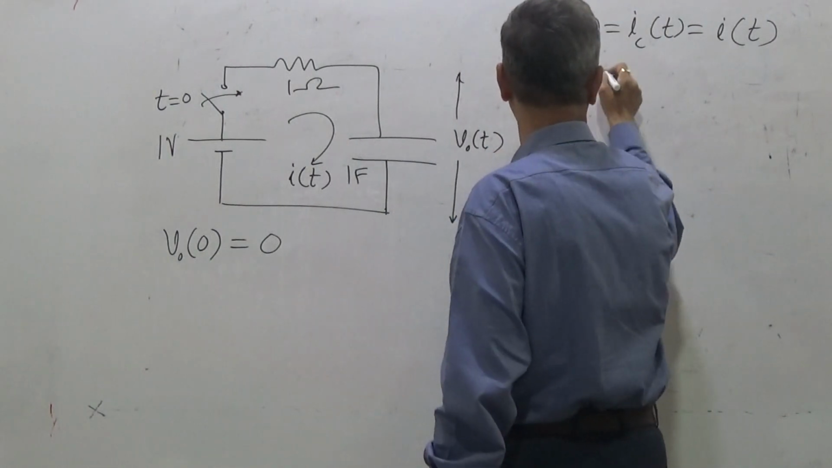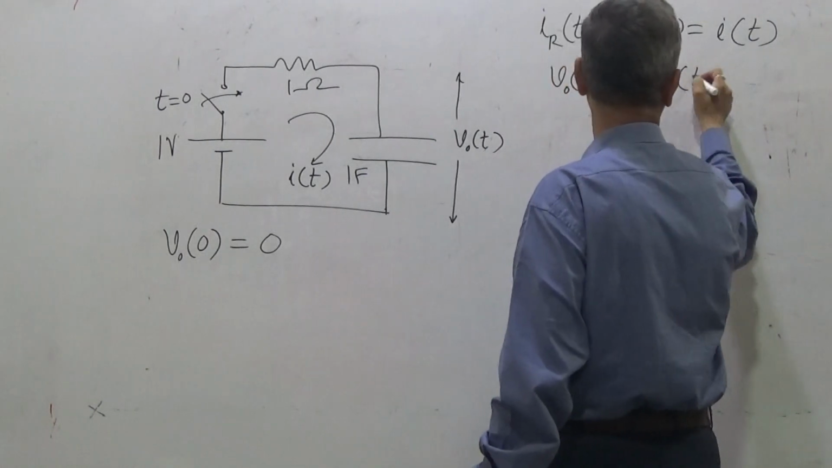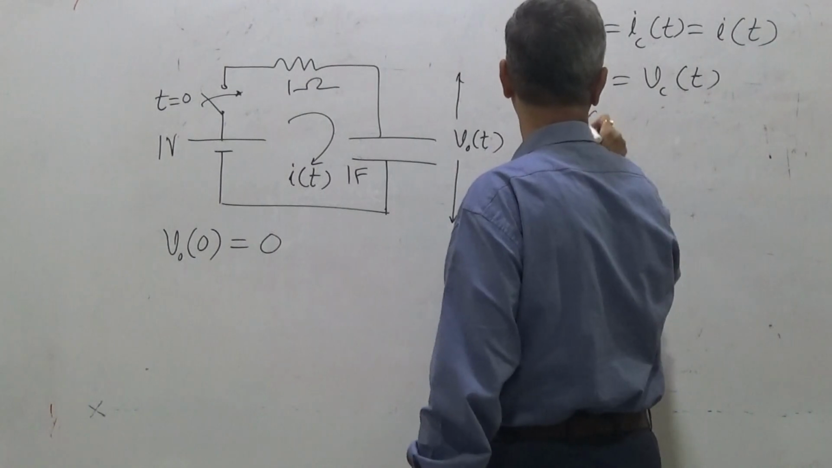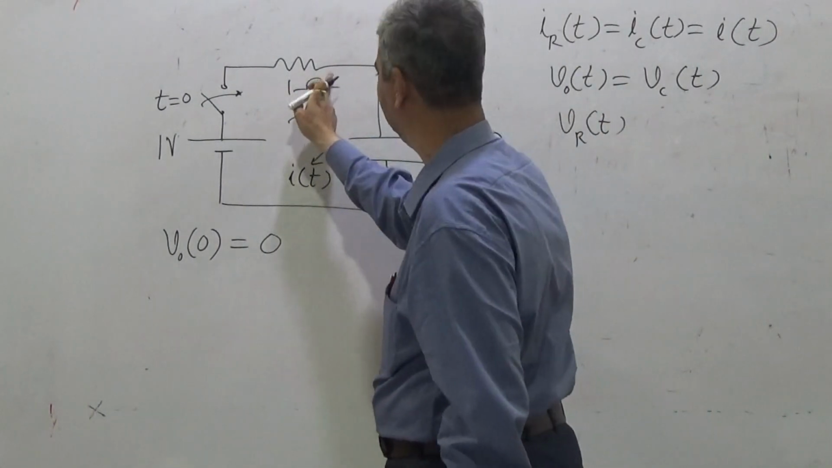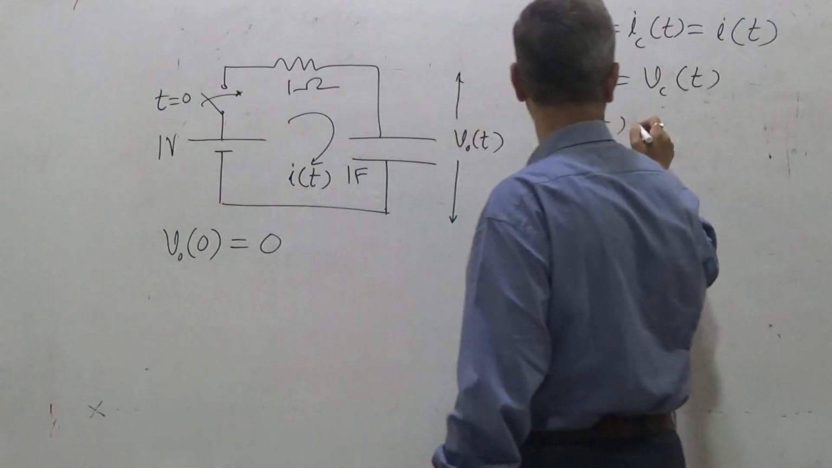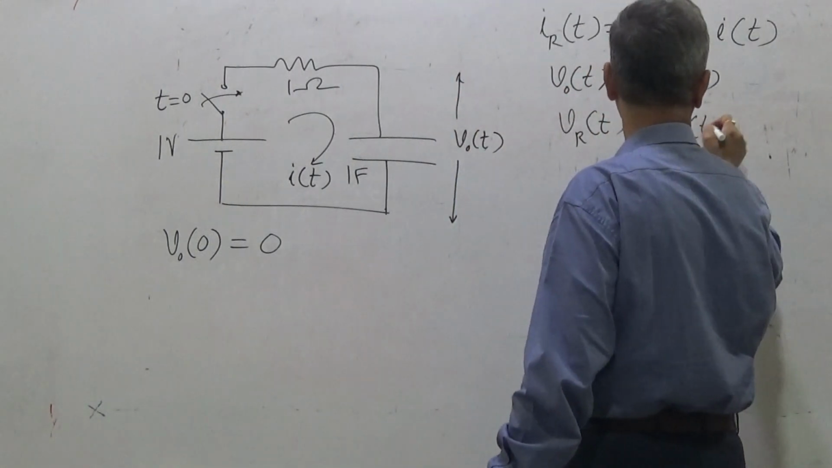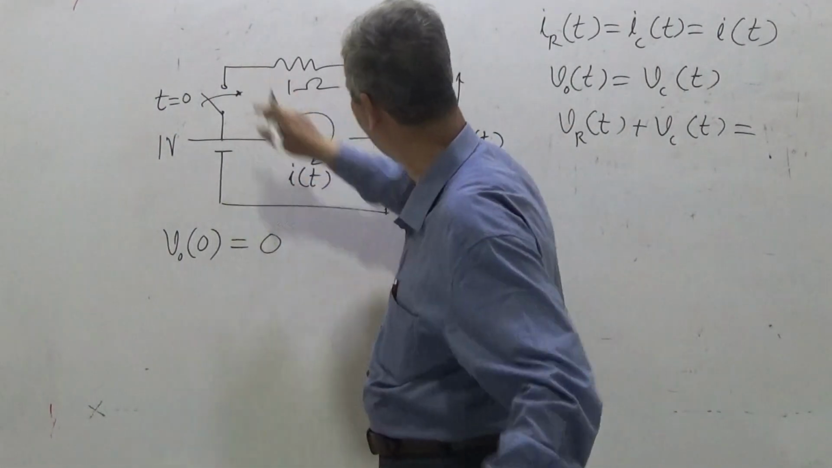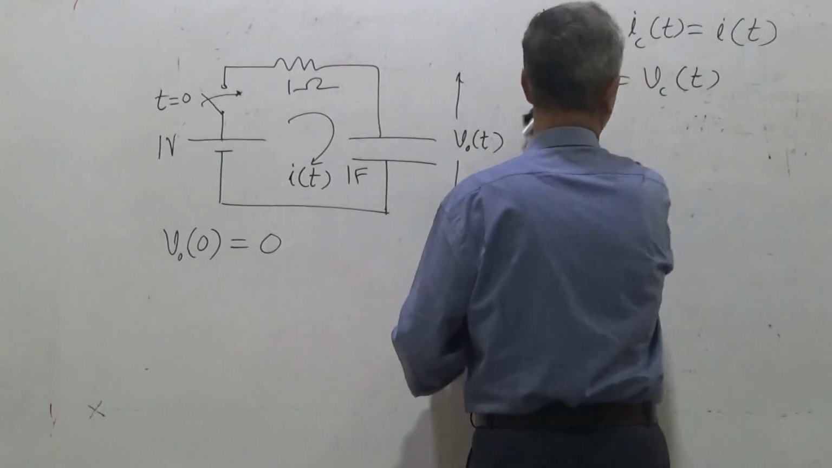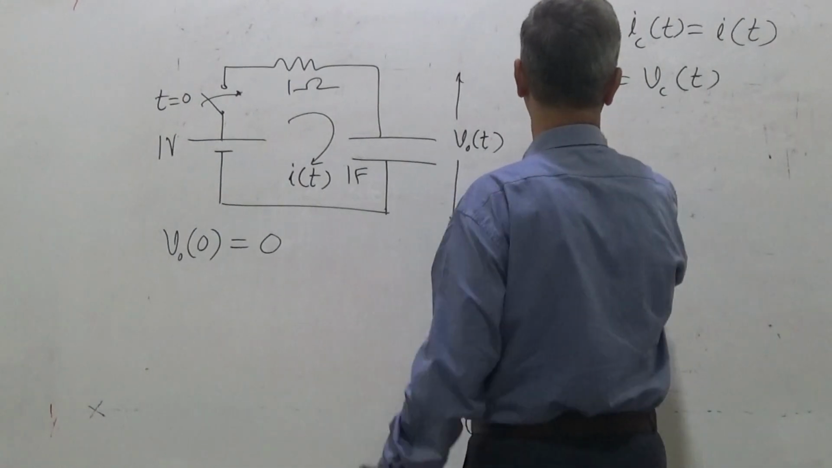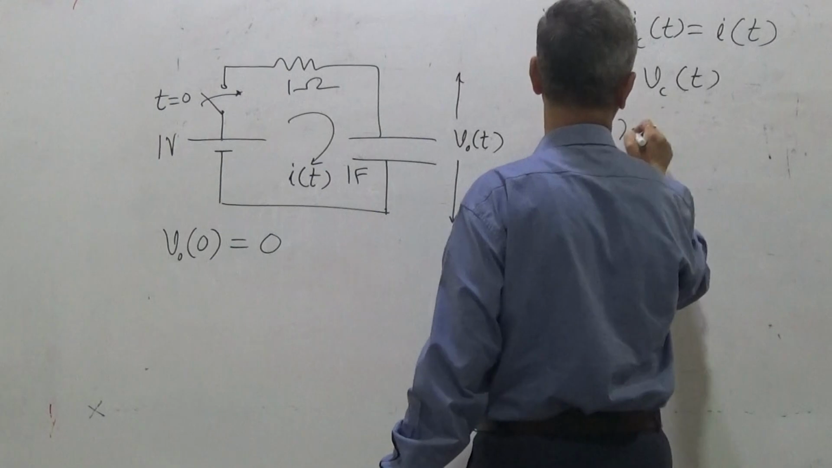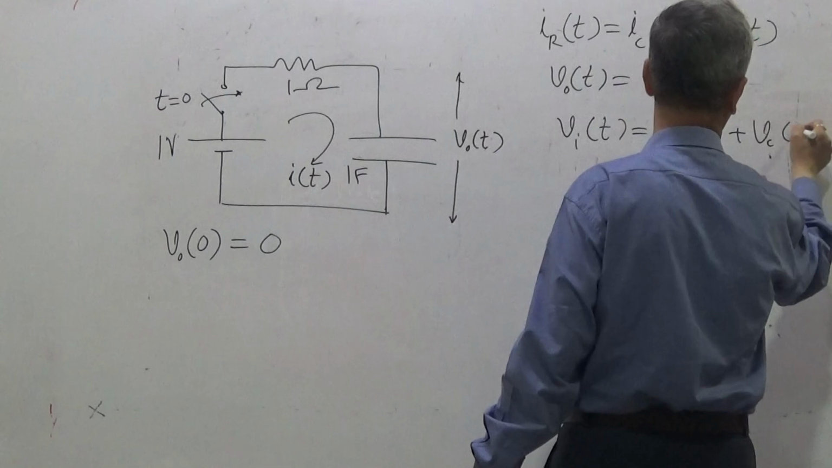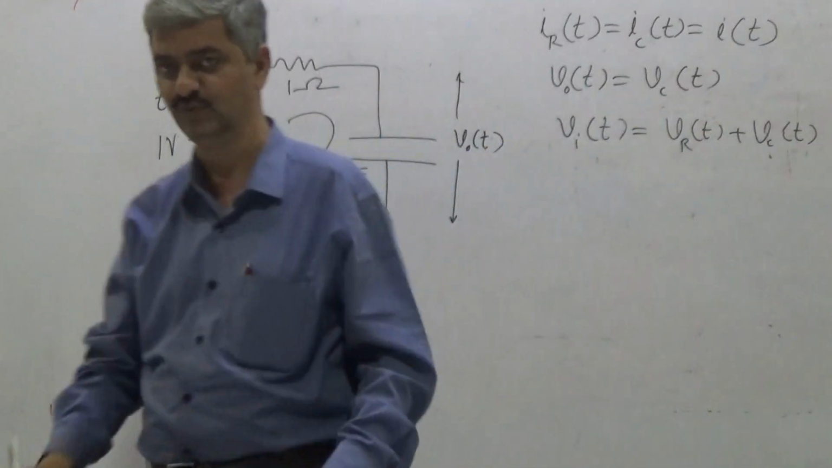Since it is the voltage across the capacitor, I can say V_C(t) in this case, and V_R(t), the voltage across the resistor, would be there, plus V_C(t). Kirchhoff's mesh law. What is this? This is V_in(t). So I can say that V_in(t) is equal to V_R(t) plus V_C(t).